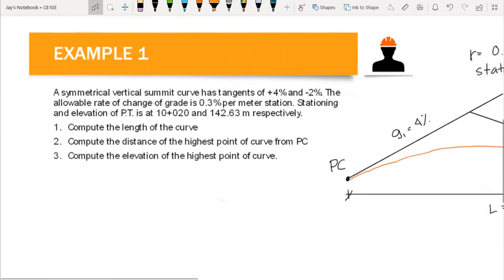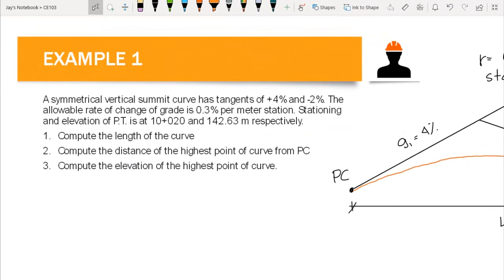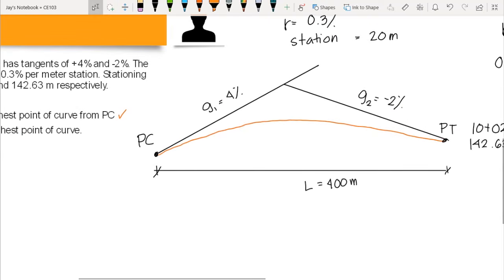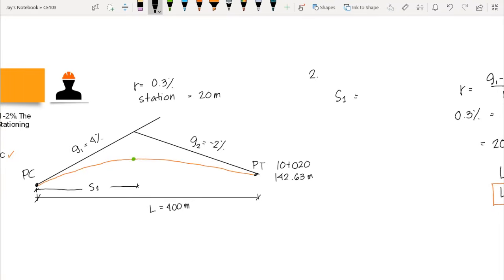Now for the second question, we are asked to compute the distance of the highest point of the curve from PC. So let's assume that our highest point is this point here. So we have the distance from PC, which is S1. And we know that the formula for S1 is equal to G1L over G1 minus G2.